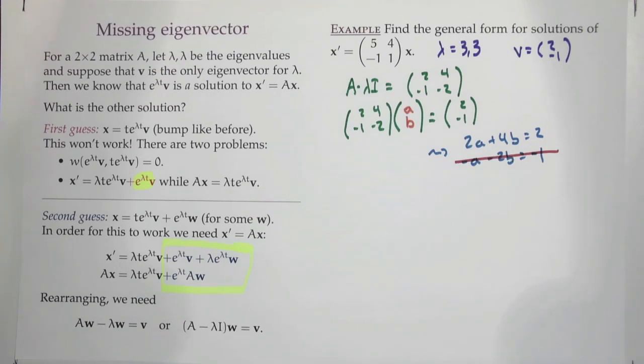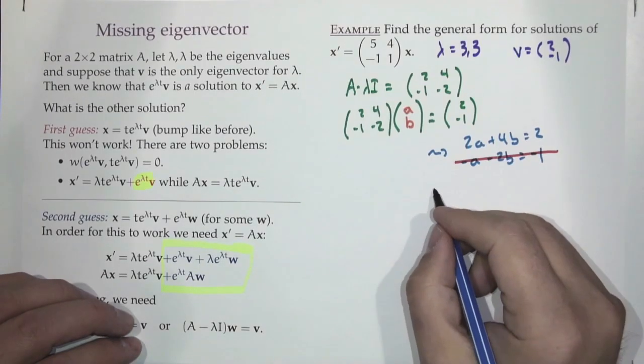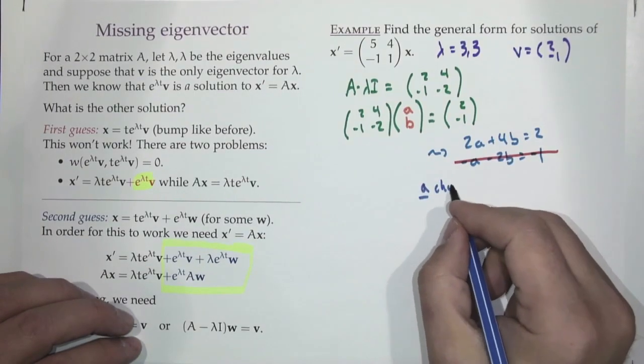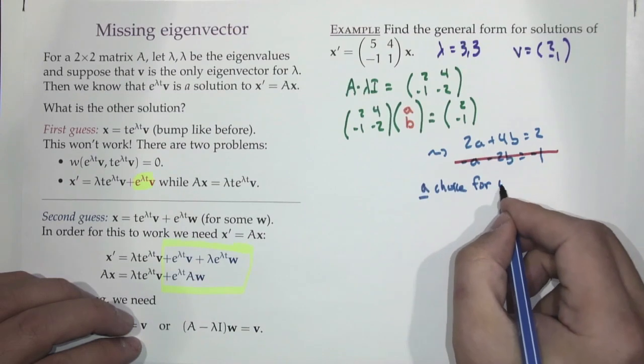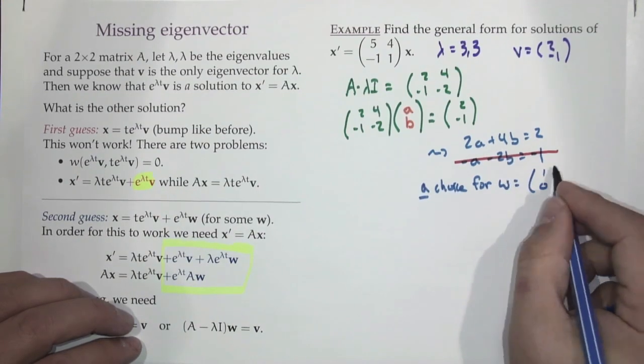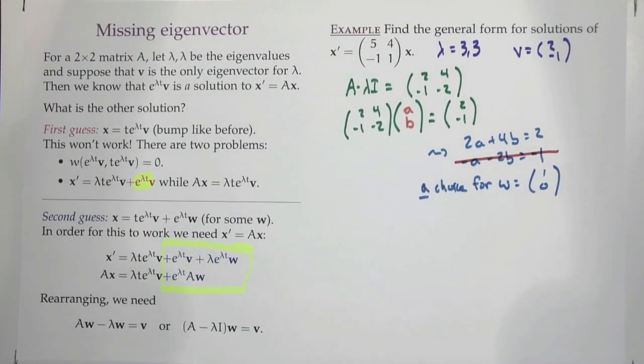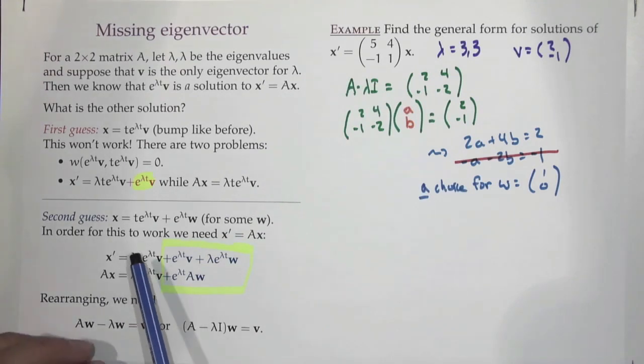Well, if I put a equals 2 and b equals 0, that would be 2 times 2 plus 4 times 0. Does that equal 2? 1 and 0, right? 2 times 1 plus 4 times 0. So we say, aha, here's a choice for w. It would be 1, 0. And now we're like, well, great. That tells us our second guess.